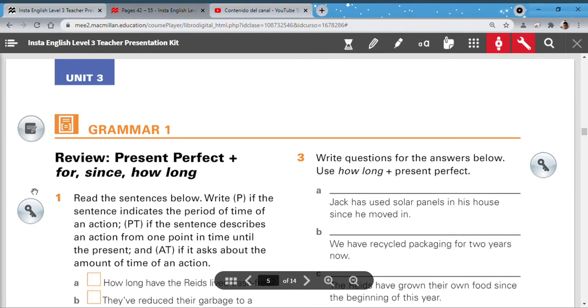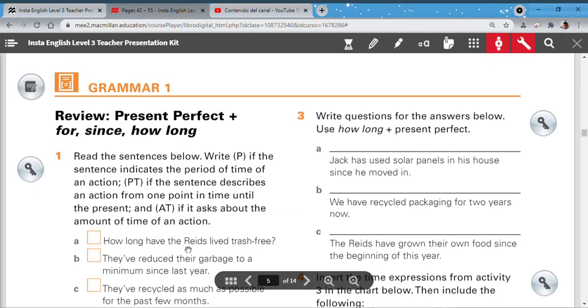Now let's see. If I say "how long have the Reeds lived trash free," it's about a period of time. It's about, let me see, what was the other? Sentence describes an action. Oh, I get lost, excuse me.